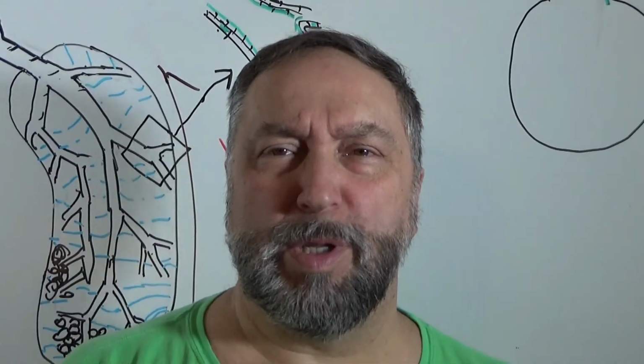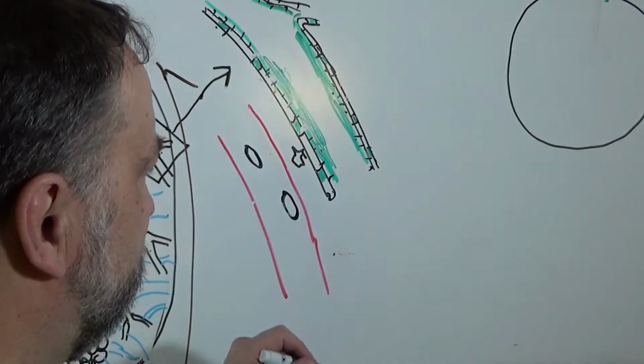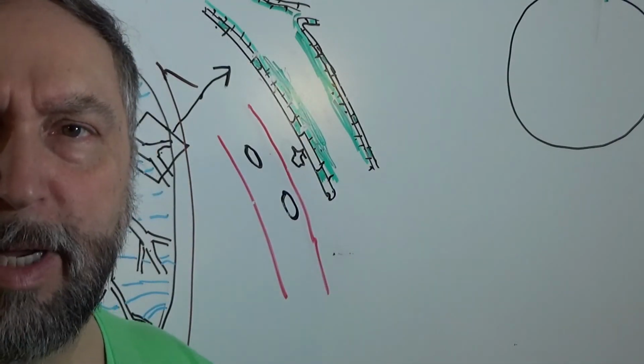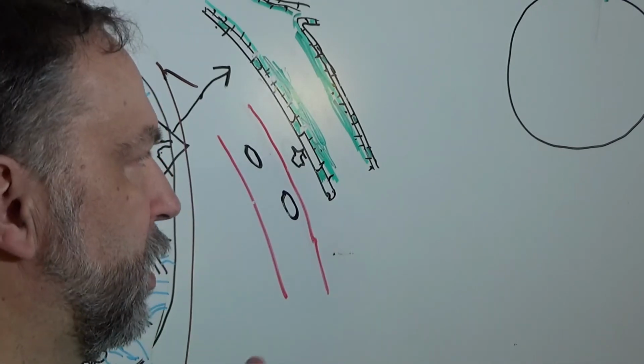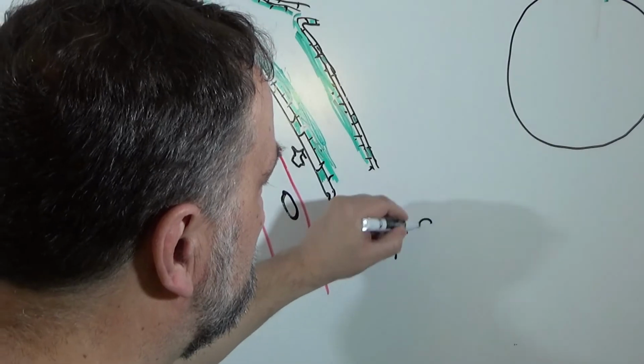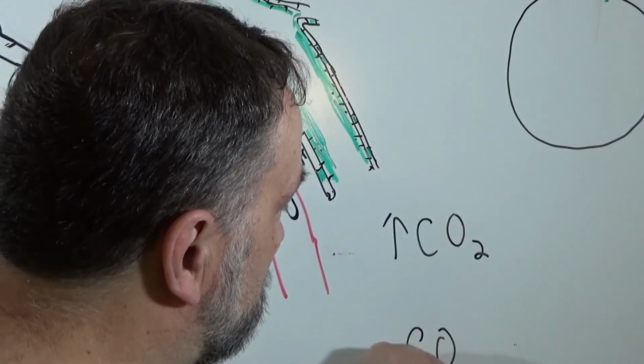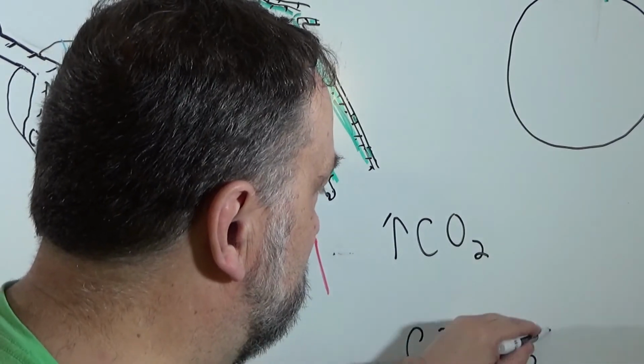So what do you think a person's ABGs are going to look like? Well, your CO2 is going to be high, right? Because you're not able to get rid of it. So you're not exhaling that out, so you're going to have an increased CO2. So let's say we have a CO2 of 65.